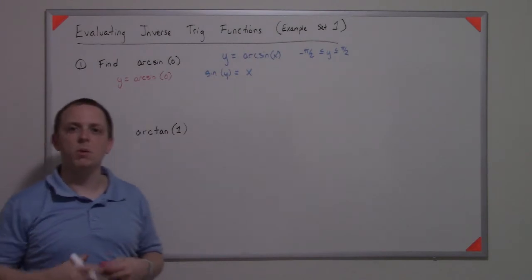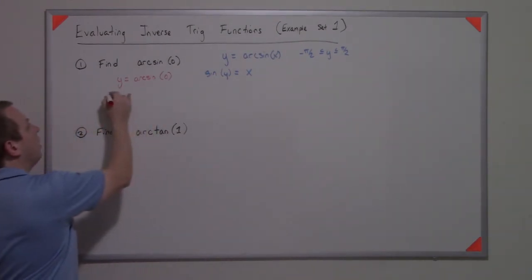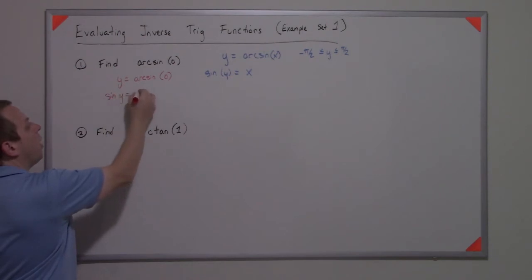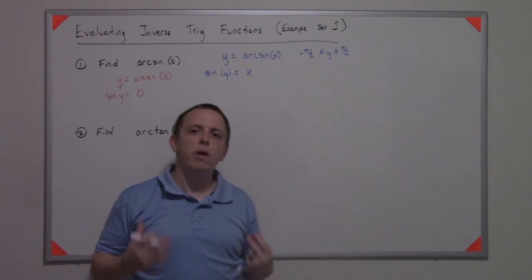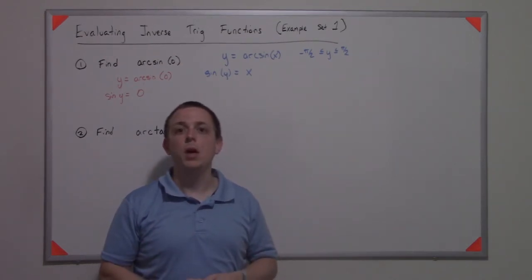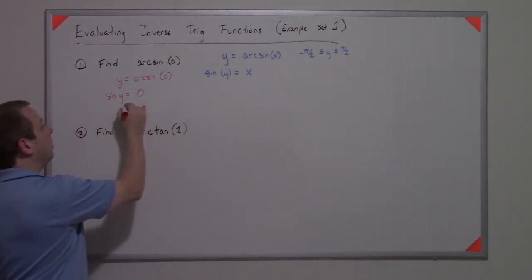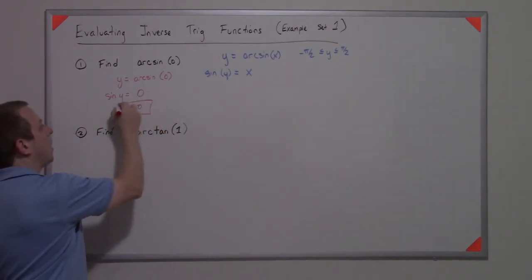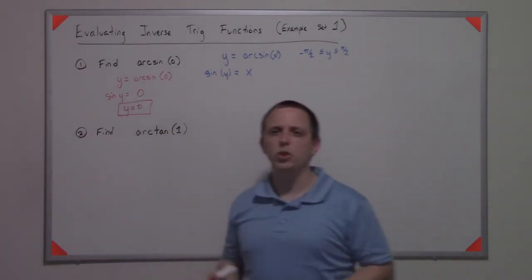So if I know that arc sine of 0 is some value y, I'm not sure what, then I can rewrite that and say, okay, I know that sine of y has to be 0. So I have to think, for what value of y is sine of y equal to 0? And what we find in this case is sine of 0 is equal to 0. And that's how we would solve that type of problem. And that's a fairly trivial one.